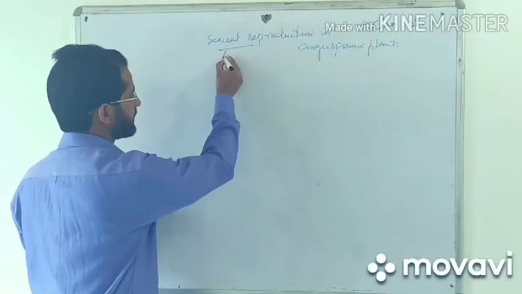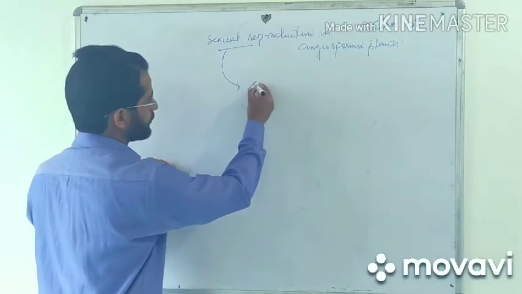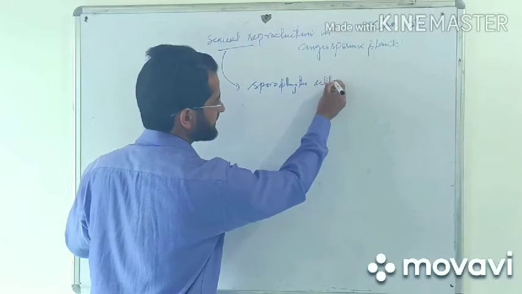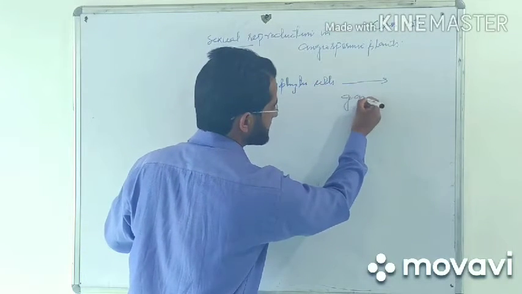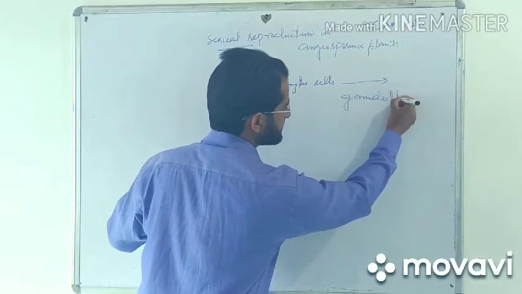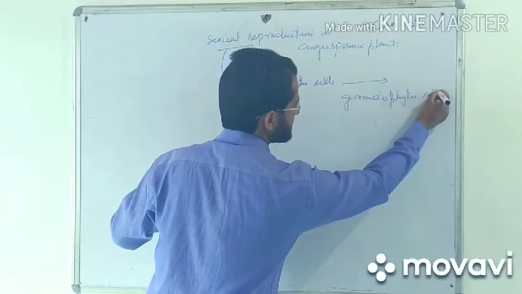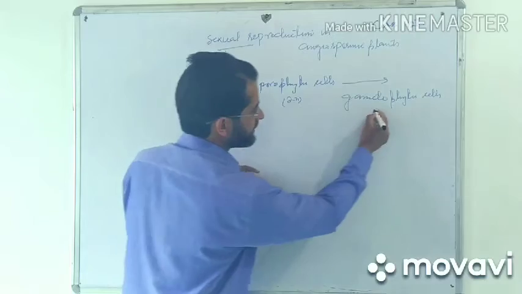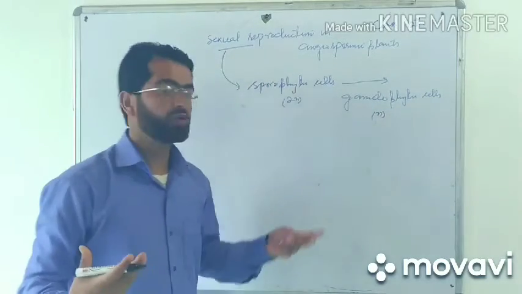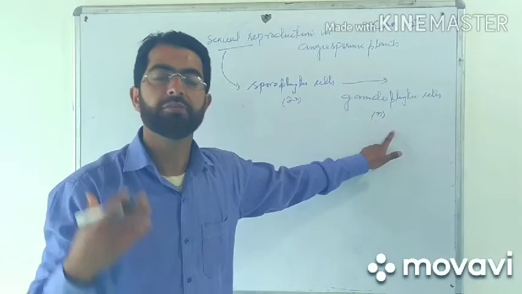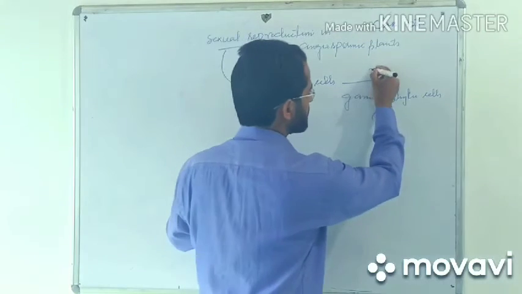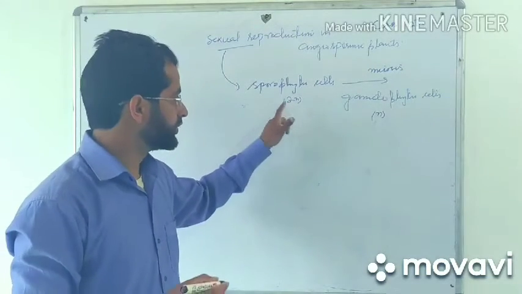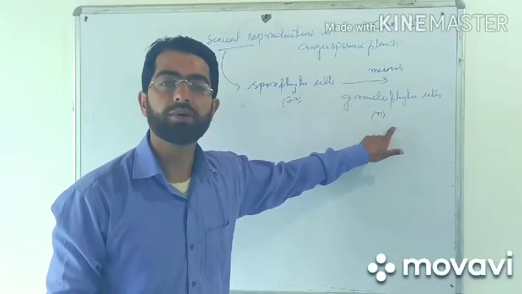Right? Sexual reproduction involves sporophytic cells getting converted into gametophytic cells. Sporophytic cells are usually diploid in nature. That means diploid cells get converted into haploid cells. How does a diploid cell get converted into a haploid cell? By means of meiosis. That means it involves the process of meiosis, that is, reduction division. Diploid cells get converted into haploid cells.